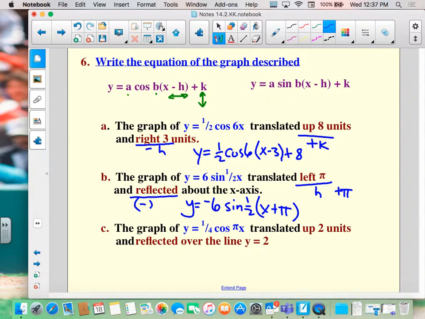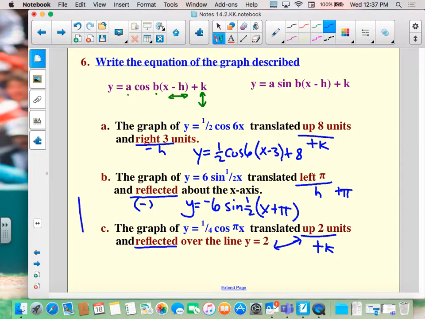And our last one has some things going down. Up 2 is a plus k, plus 2. And reflected over the line y equals 2, well, all we really need out of that is the word reflected. We know it was up 2, so that's why I graphed those like I did. That means your new x-axis is up 2, so that's where we're flipping it. So these 2 things are kind of telling you the same thing twice.